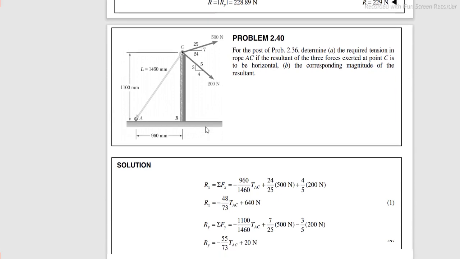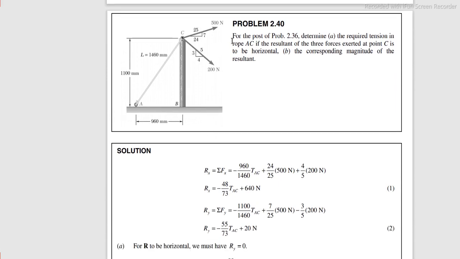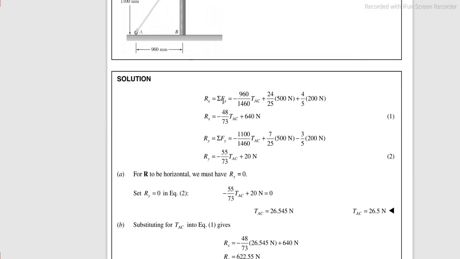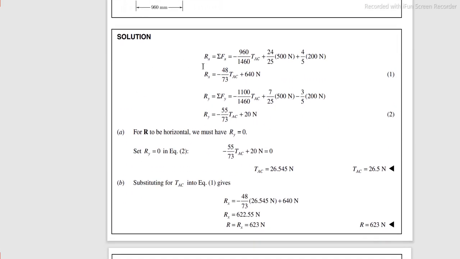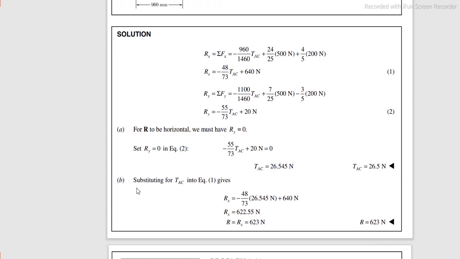Problem 2.40. For the post of problem 2.36, determine the required tension in rope AC if the resultant of the three forces exerted at point C is to be horizontal. And the solution is, here is the solution.